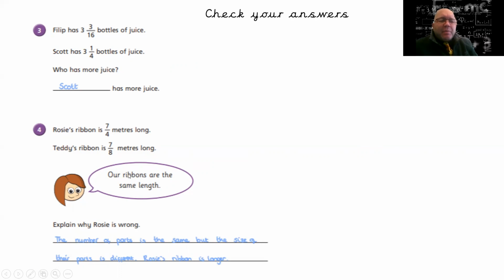Well, she says they've got the same amount. She's clearly wrong because, yes, they've got the same number of pieces, but the pieces have only been split into 4 equal lengths for Rosie, whereas Teddy, they've been split into 8 pieces. If you split something into 4, they're going to be bigger pieces than if you've split it into 8. So clearly Rosie isn't correct. They haven't got the same amount. Rosie has got quite a lot more. In fact, she's got double the amount of Teddy because she's only been split into 4 pieces, whereas he's been split into 8.